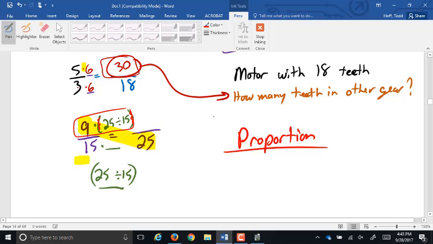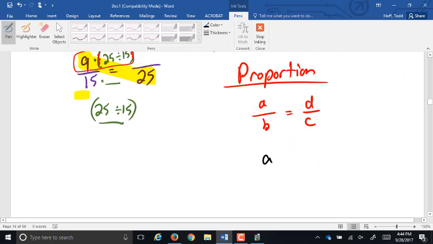And a proportion is what we get anytime we have two fractions that are set equal to each other, whether it's two ratios or two rates. And to find a missing number in a proportion, let's say we have this number up here is missing. To find that missing number, we look at the diagonals.